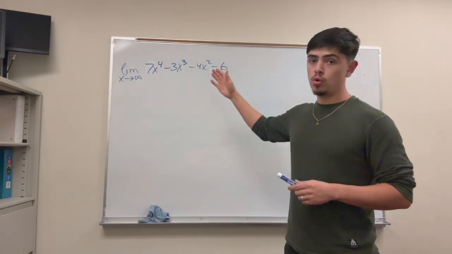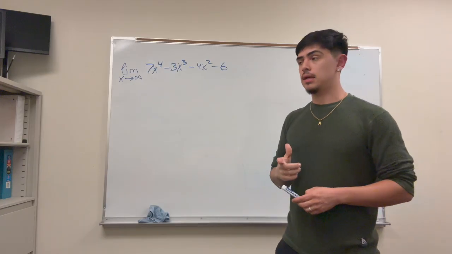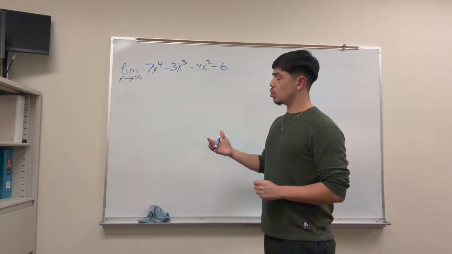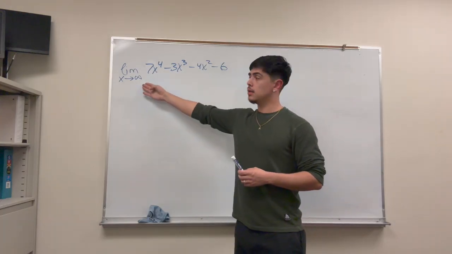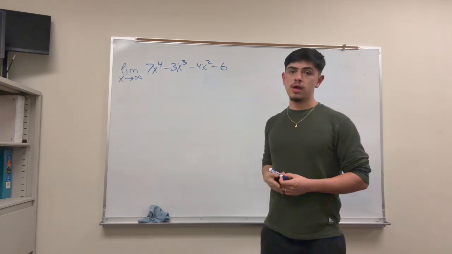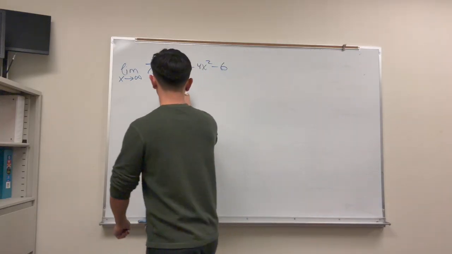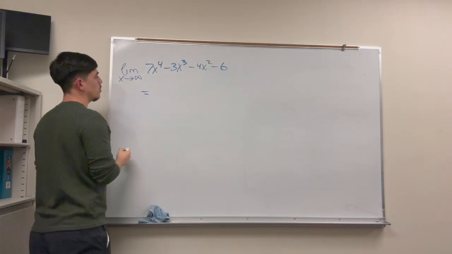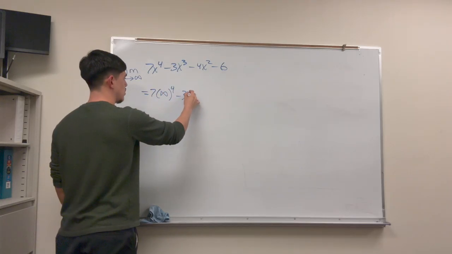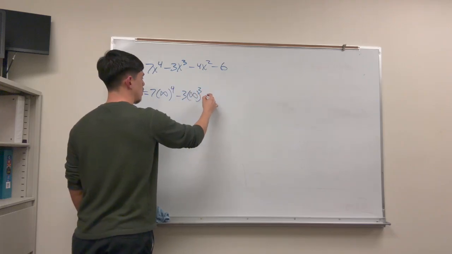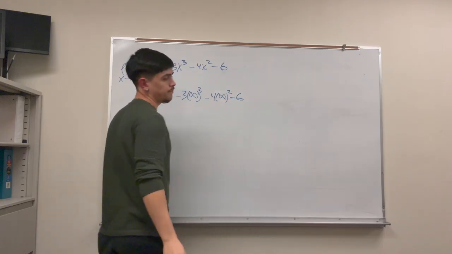When we have a polynomial like this, polynomials are the easiest cases that we'll have. The reason is, which I'll show you right now, we can just do direct substitution. We can plug in this infinity into all of our x's and see what happens from there. So let's do it. If we plug this in, we get 7 times infinity to the fourth power minus 3 times infinity cubed minus 4 times infinity squared minus 6, right?